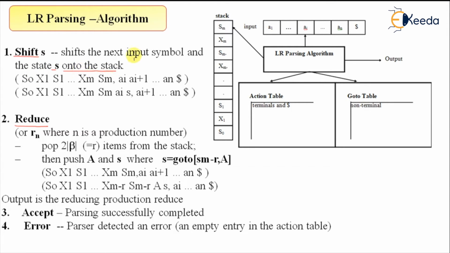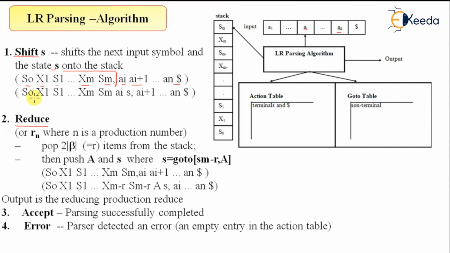So shifting is what? Shift the next input symbol and the state S on the stack. Here the model says S0, X1, S1, XM, SM, AI plus 1. This is the state it is mentioning: up to here is in the stack, and AI plus 1 up to AN is on the input tape.